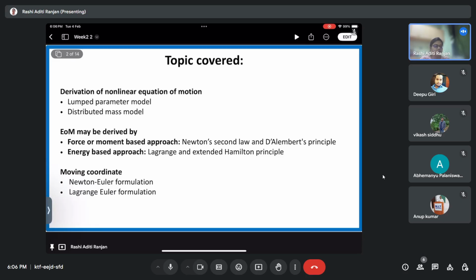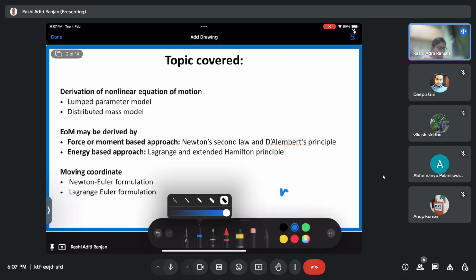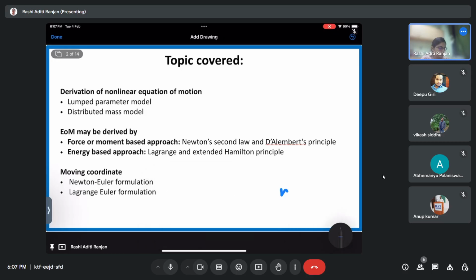For a non-linear system, we have essentially two ways of deriving the equation of motion. One is the lumped parameter model approach, and the second one is the distributed mass model. First is the lumped parameter model. What do we mean by the lumped parameter model? We consider that our system is divided into a number n of series of mass, spring, and damper. We consider it as a summation of all this.